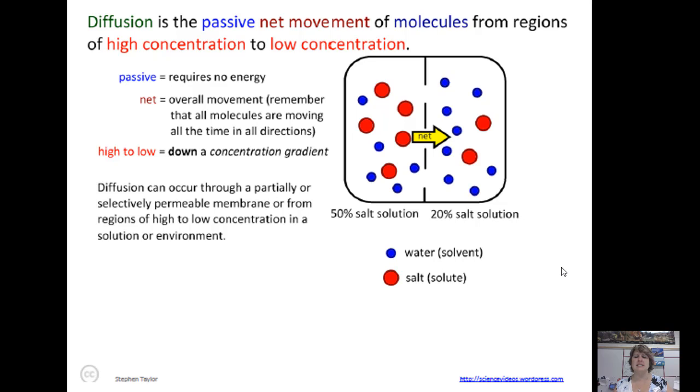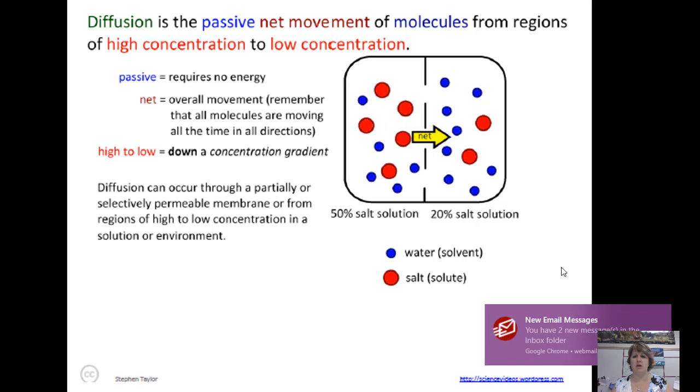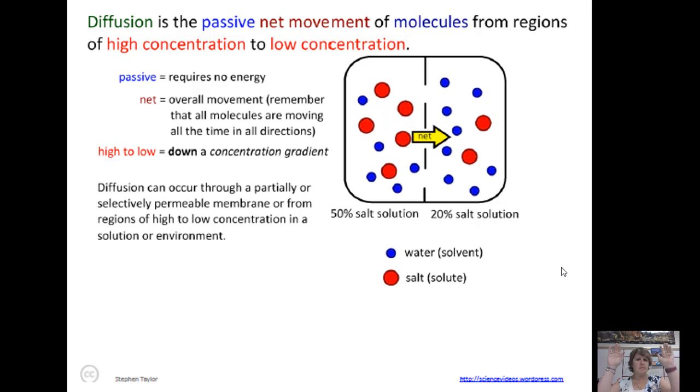I like to think of this as a sliding board or a slide. And when you are at the top of the slide, you will sit down and you can put your hands up and you don't have to do any work to get to the other end. So that's going down a gradient, so going from the high end to the low end. Diffusion can occur through a partially or selectively permeable membrane or from regions of just high concentration to low concentration. So if you think about that example, not a cell, but if you just had a beaker of water and we put food dye in this, what would happen? The food dye would, over time, mix without any stirring needed.